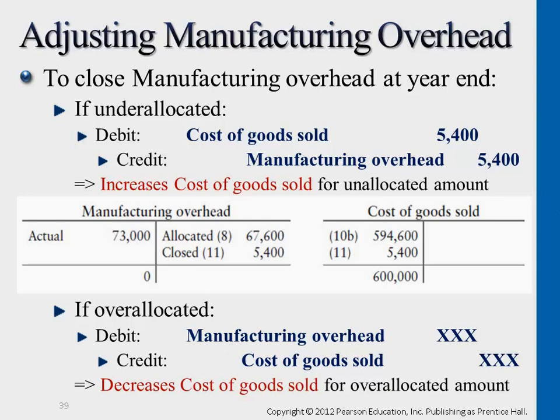This entry here is a case for over allocation. If we allocated too much in each of these job orders, we take some of the costs back. So we reduce cost of goods sold expense account. Flip over the situation of under allocation.